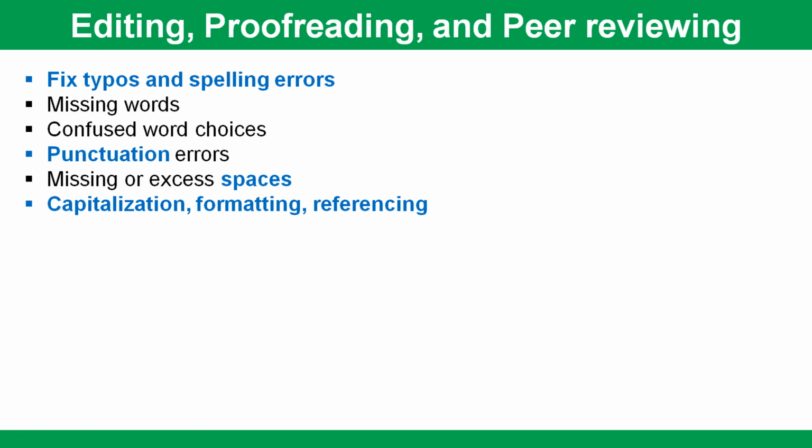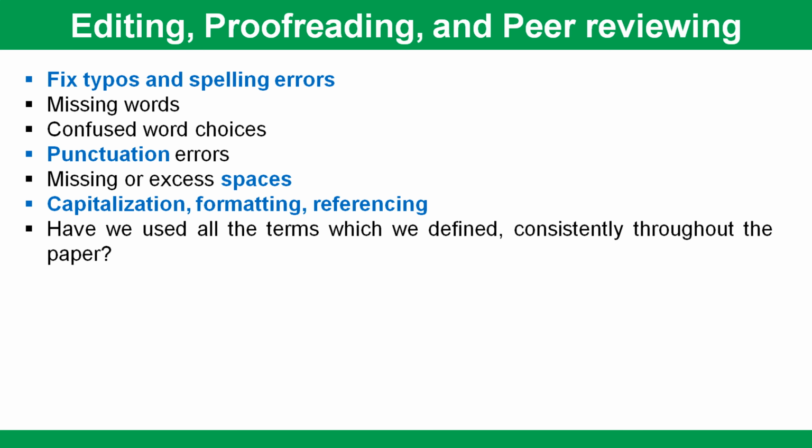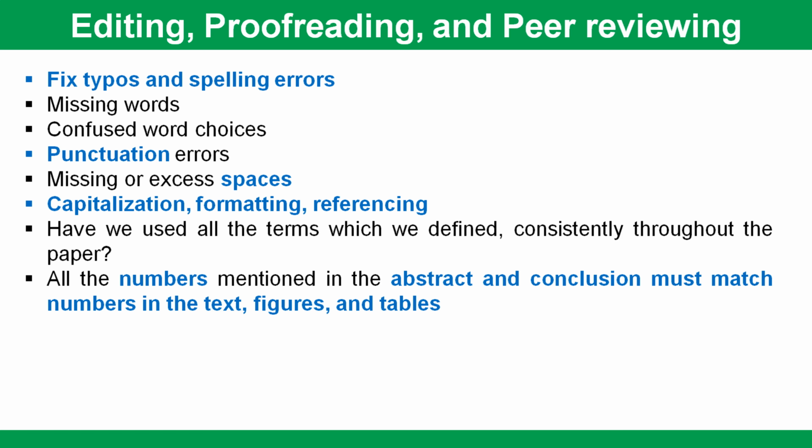Ensure consistent use of defined terms. Review the manuscript to ensure that all terms defined earlier in the text are used consistently and appropriately throughout the paper. Avoid introducing new terms or variations that may confuse readers. Match numbers across sections. Compare the numbers mentioned in the abstract and conclusion with those in the main text, figures, and tables. Ensure consistency and accuracy in numerical data presented throughout the manuscript.